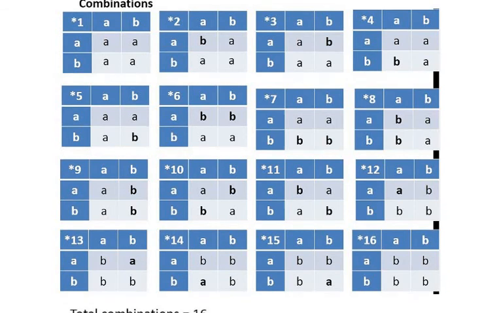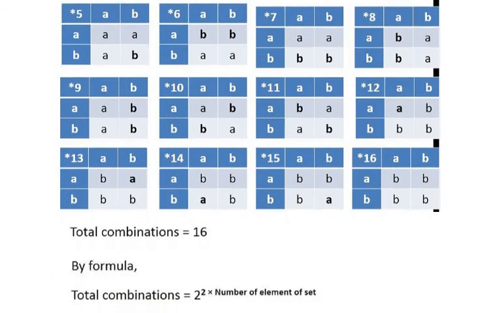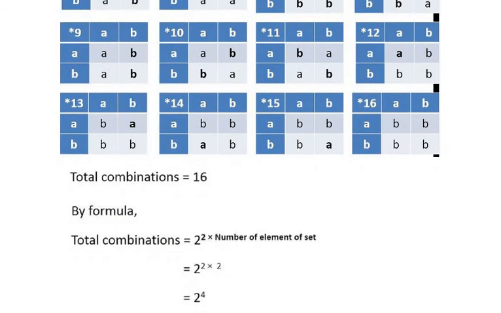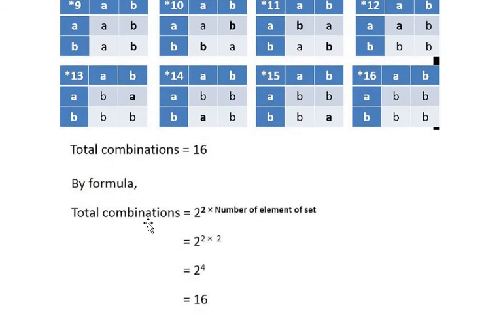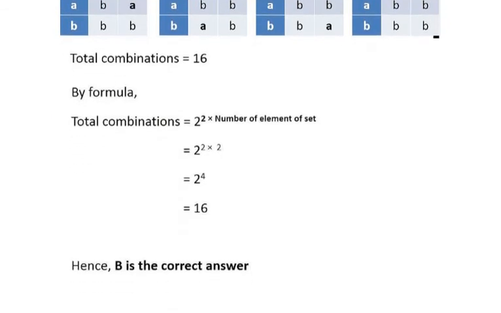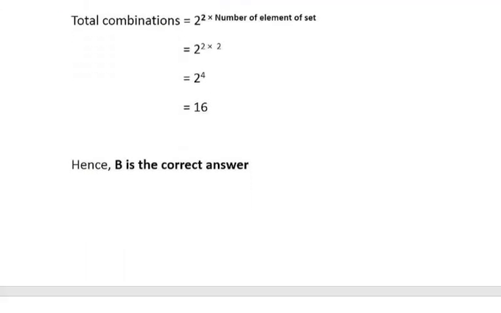But what about the formula? We are not going to list down all possible ways. So how can we derive it? See, the total combinations will be 2 raised to the power 2 into the number of elements of the set. Why is it so? Because we have 2 elements in the codomain and there are total 4 elements in the domain, so we can say here 2 raised to 4. In general you can say it is 2 raised to the power of 2 squared, and we will get a total of 16 combinations here. So B is the correct answer.